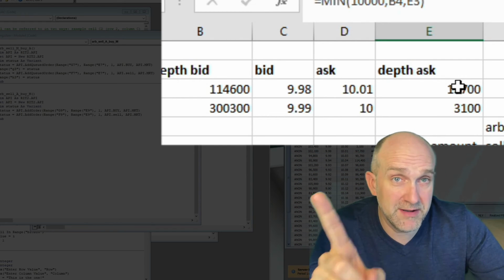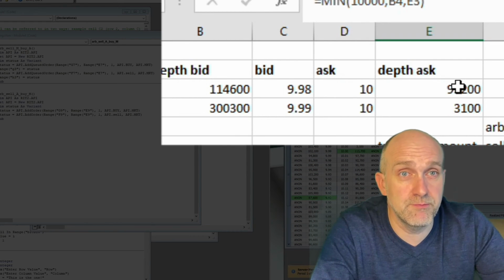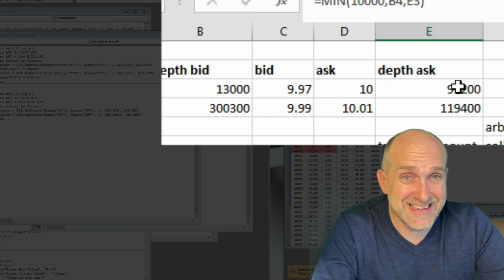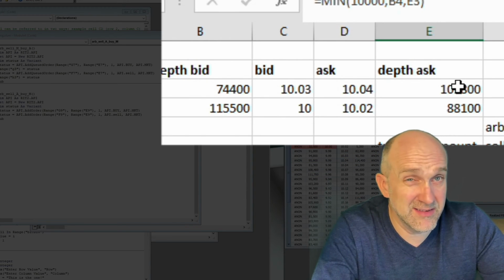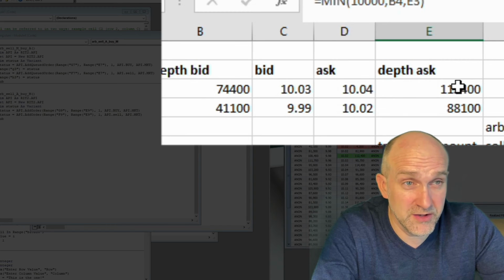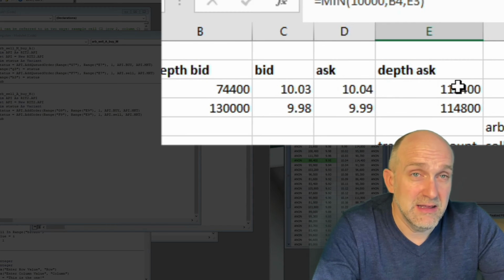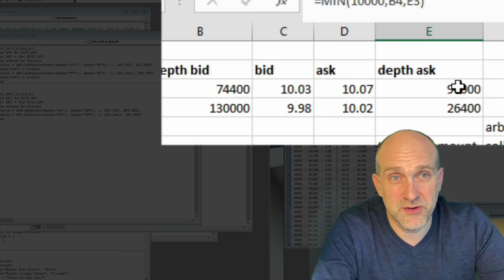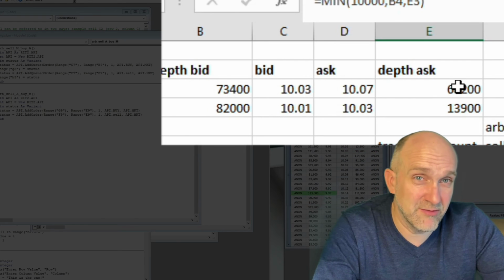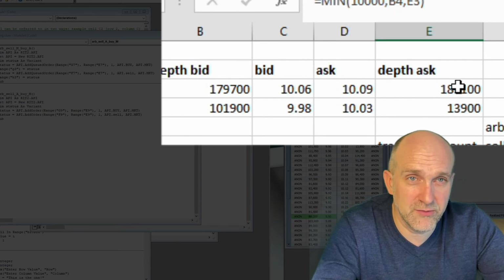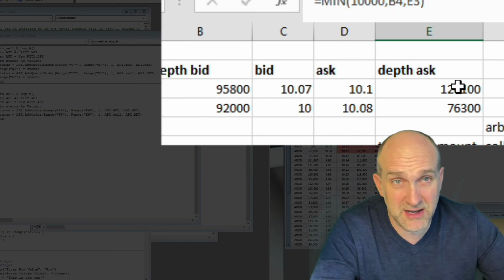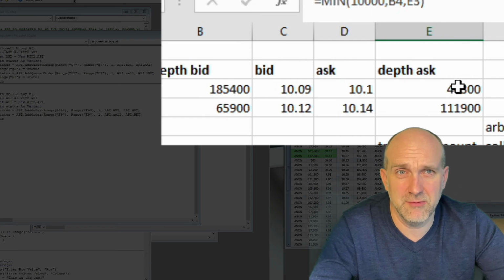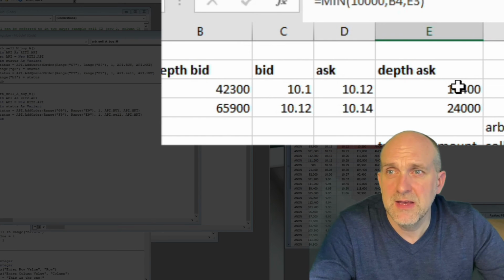Now I put the number 10,000 in there too, because the maximum order size is 10,000. If you look at the bid and ask prices carefully, you see that oftentimes the quantity available is larger than that. If you were to submit an order for a larger quantity, it would be ignored. So for that reason, I put an extra qualifier in there. If the bid and the ask are both larger than 10,000, I would just trade the maximum quantity that I can, which is 10,000.